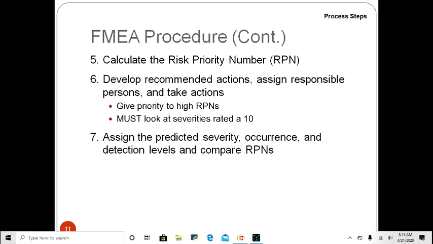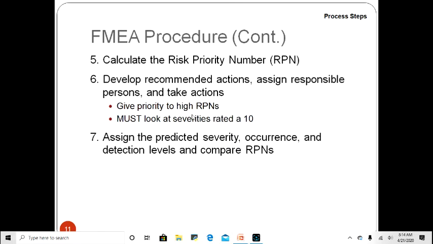Okay, and develop recommended actions, and assign a responsible person to take the actions. Once you take the risk priority number, it is a numerical value, so you will know which risk to concentrate on and what actions you are going to develop. There should be an immediate action plan so that you lower the impact of the risk.